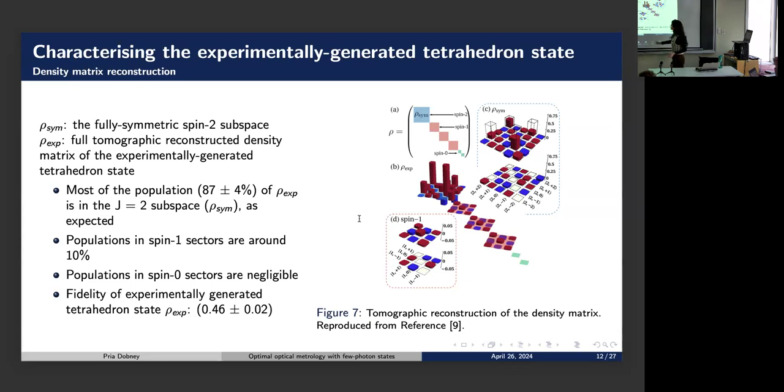and where you see rho experiment, that's the full experimentally generated tetrahedron state that we created in the lab, and we managed to get most of the population, around 87%, found to be within that spin-2 symmetric sector as we expected. But unfortunately, there were still some non-negligible populations in the spin-1 sectors, which contribute to the relatively low fidelity of the state that we created in the end. But I can talk more about that later and how we can improve it. But overall, most of it is where we expect it to be.